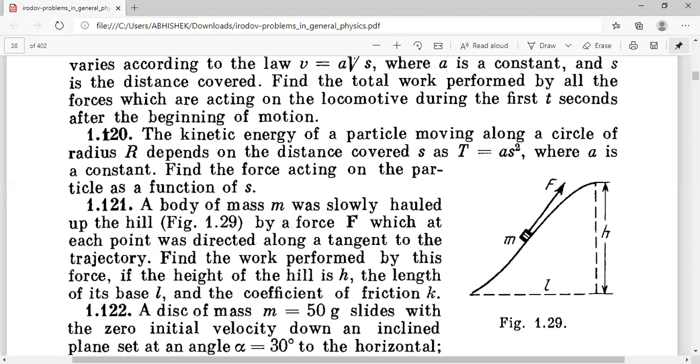the kinetic energy of a particle moving along a circle of radius r depends on the distance covered s as T equals a s square. This is the variation of kinetic energy with distance, where a is constant. Find the force acting on the particle as a function of s. So we need to find the force acting on the particle.